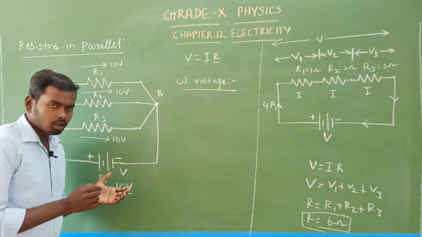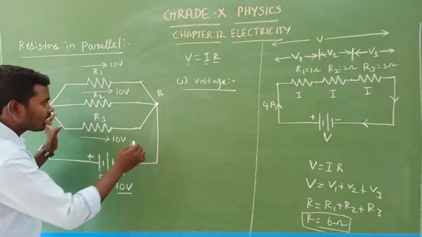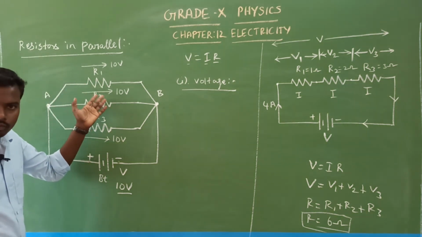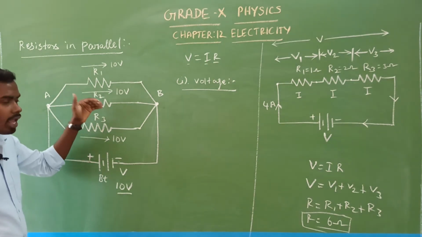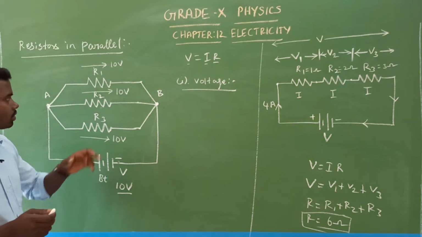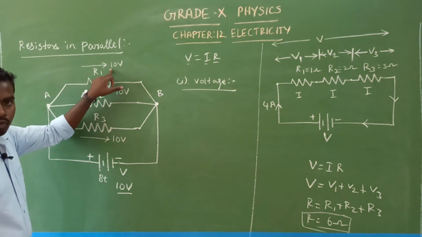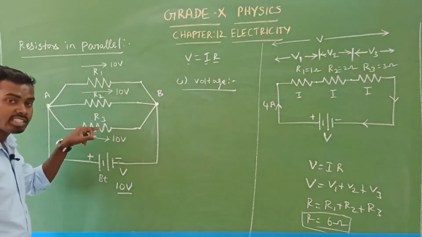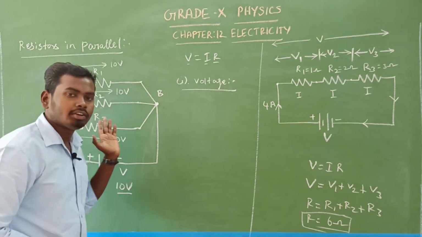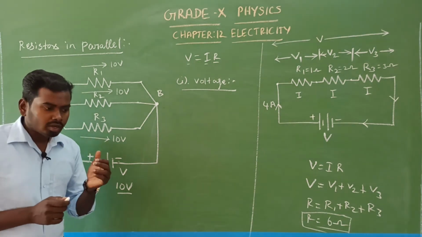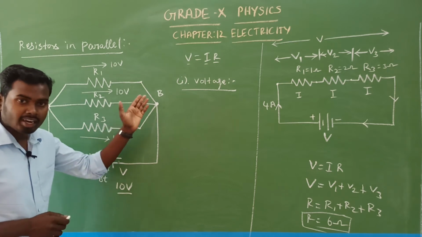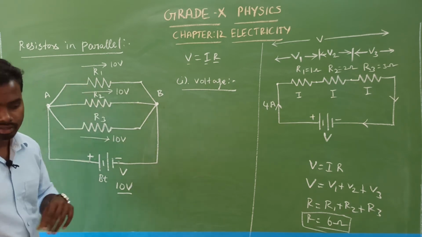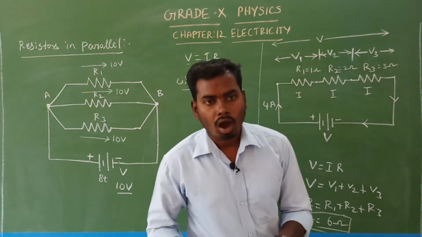So when two or more resistors are connected in parallel, the same amount of potential difference is there across all the resistors. Across R1 the same 10 volt potential difference is there, across R2 the same 10 volts, and across R3 the same 10 volts. Whenever resistors are connected in parallel, note this point, the same potential difference is there across all the resistors.